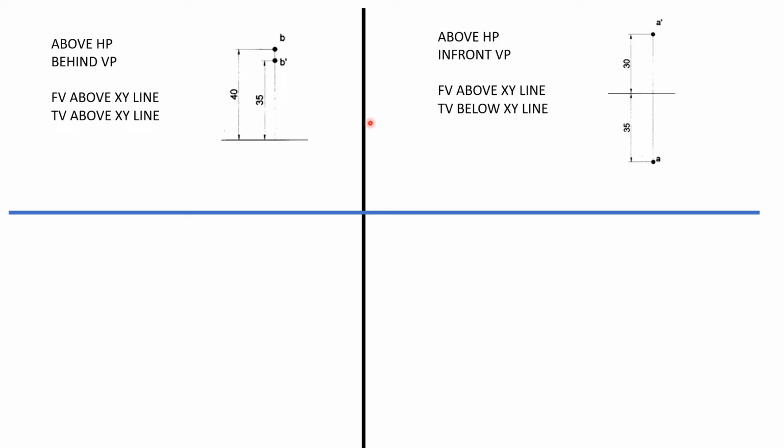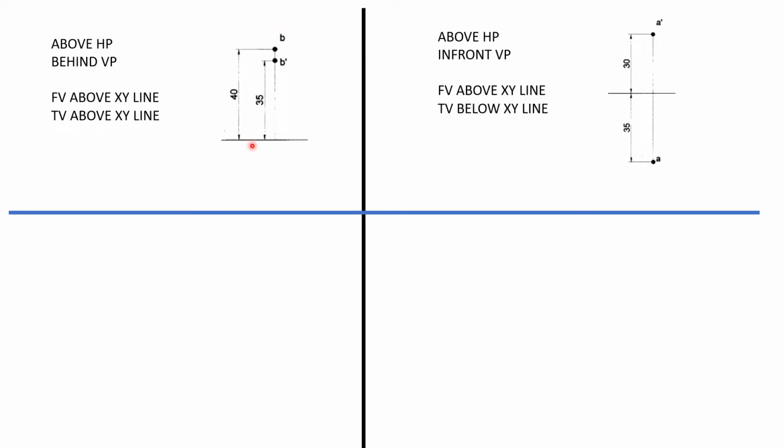And when it comes to the second quadrant, again the observer will be here only on the right side, and the position here will be behind this black line and above this blue line, that is behind VP and above HP. So that is what we have given here, above HP and behind VP. But with respect to the front view and top view, the front view will be lying here itself on the black line, that is above the XY line itself. And once we rotate this HP clockwise 90 degrees downward in this way, this part will move up, so both the views will be above the XY line itself.